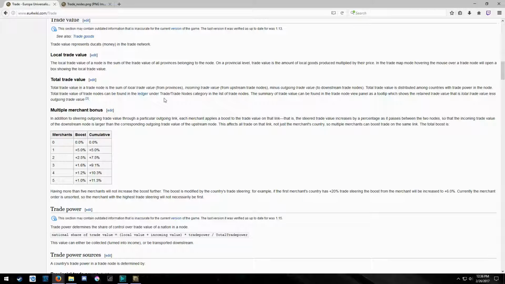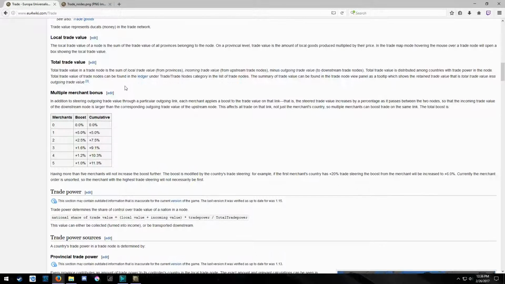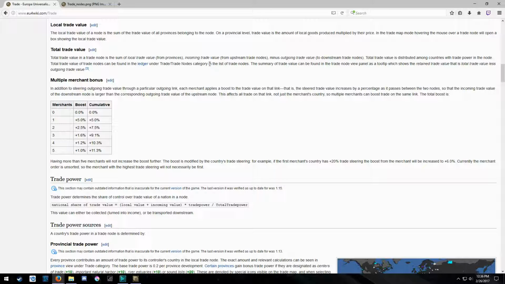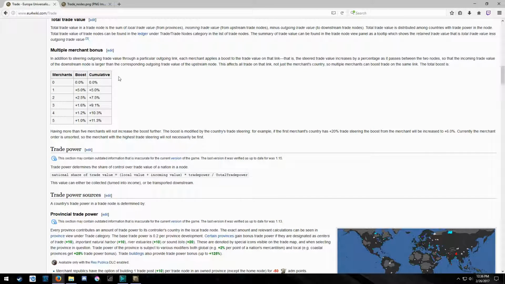Alright, so total trade value is basically local value plus incoming value minus outgoing value. It's going to be found in the ledger. In a trade node, the amount of merchants in there will provide a boost towards them. More than 5 merchants in a node will not boost the trade value. But you can determine who is considered first.